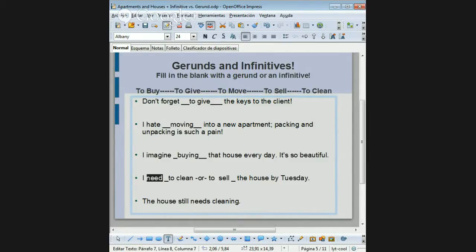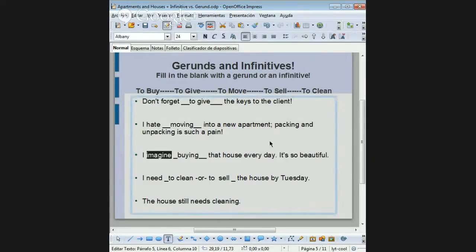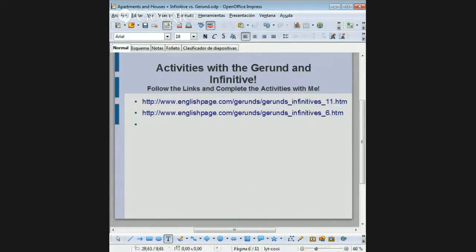Does anyone have any questions here? Teacher, are gerunds all the time passive? Not all the time, just when we're using the verb need in front. So, I imagine buying that house. It's not really passive in that case. So it depends always on the verb that comes before, if you choose the infinitive or the gerund. So it's kind of a guessing game.